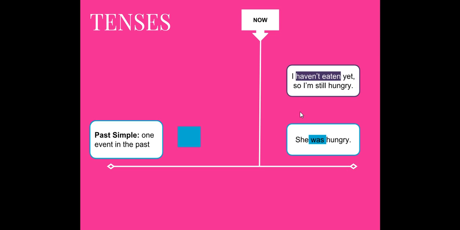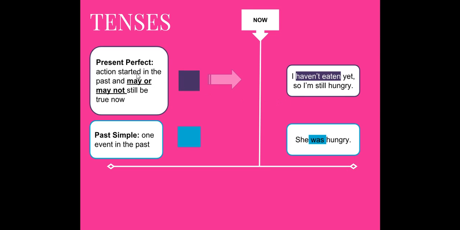What about this one? I haven't eaten yet, so I'm still hungry. Haven't eaten, still. We use the present perfect to talk about actions that started in the past, may or may not still be true now. I was hungry before, I am still hungry now. I haven't eaten, still haven't eaten.